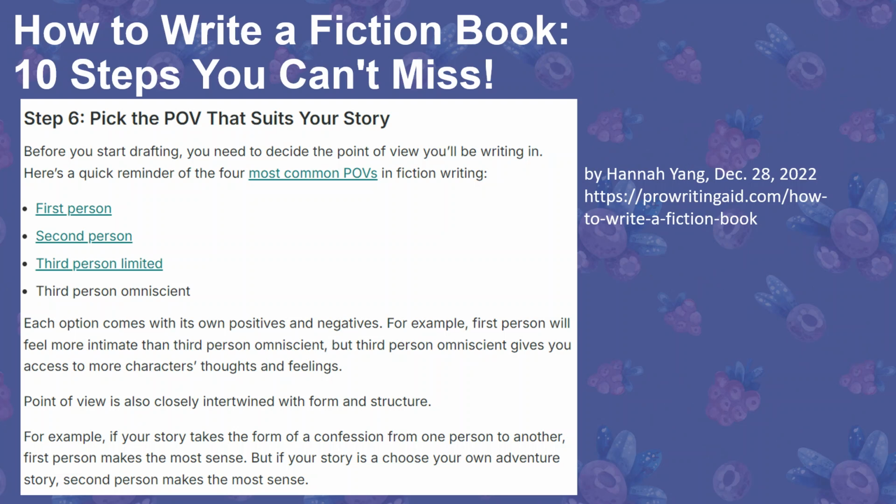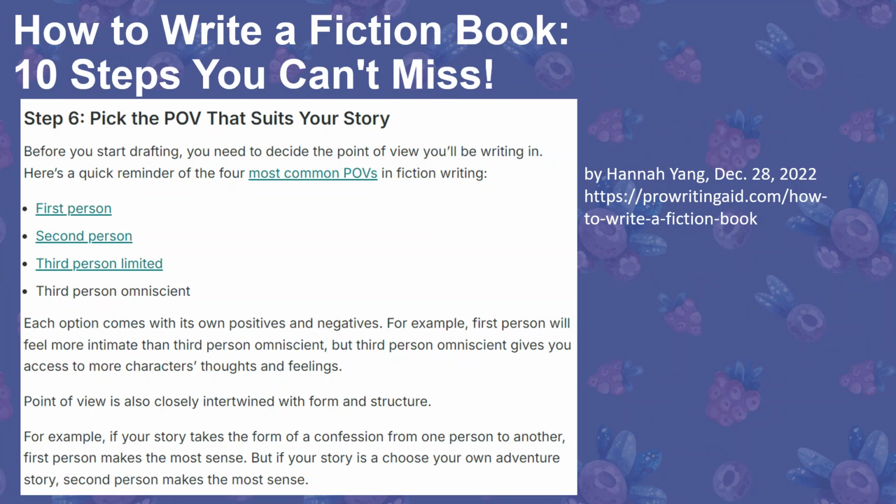Before you start drafting, you need to decide the point of view you'll be writing in. Here's a quick reminder of the 4 most common POVs in fiction writing: first person, second person, third person limited, third person omniscient. Second person. Do people still write in second person? Oh, please do not write in second person. It gives me a headache.